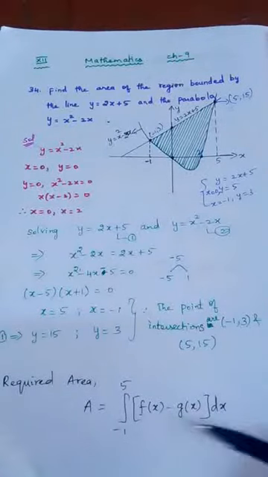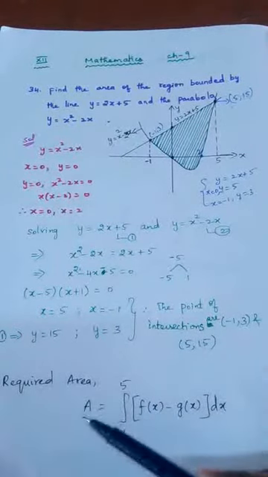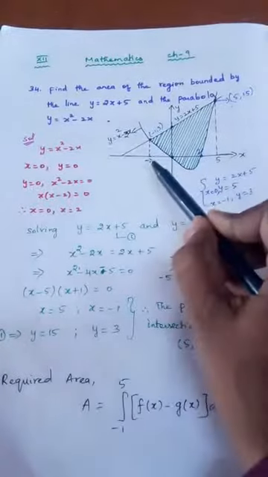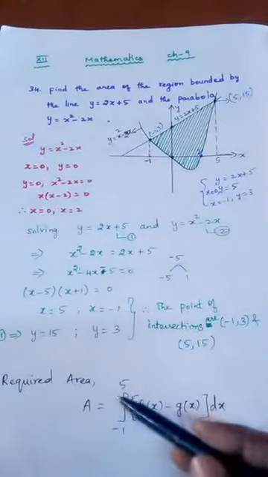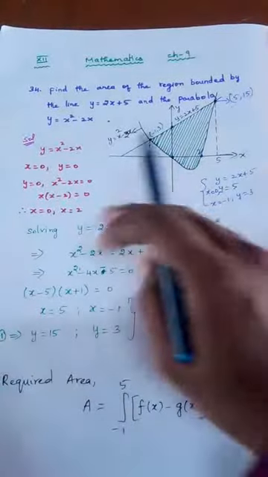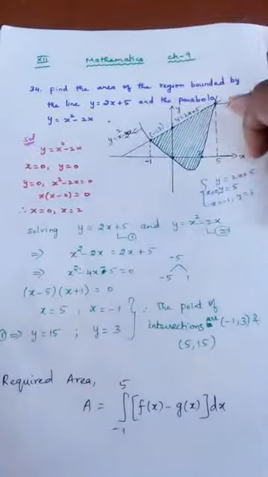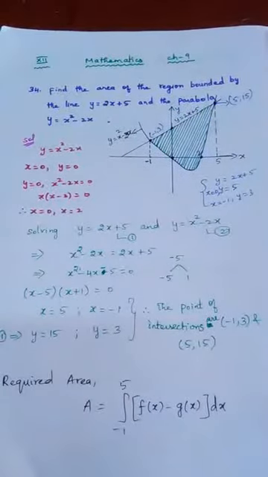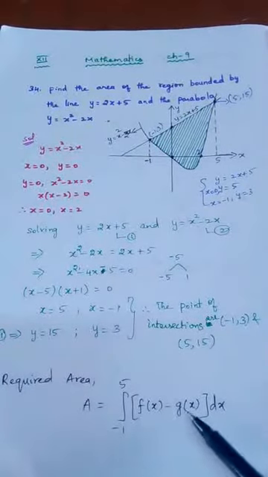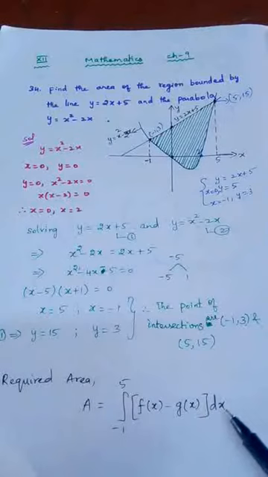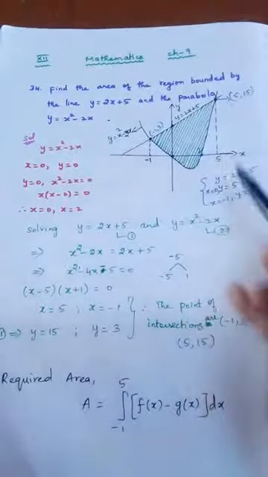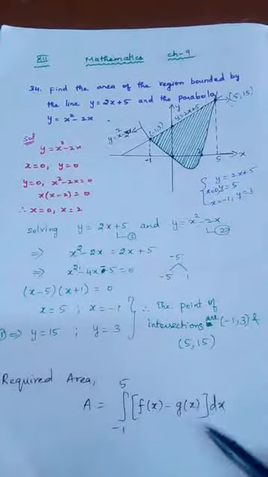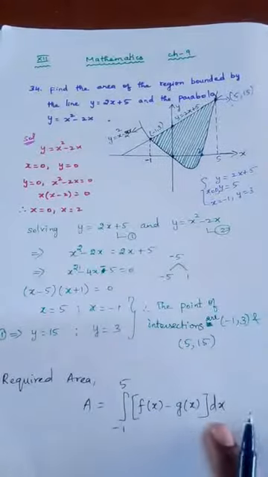Now I am going to find out the area. The required area A is equal to the integral, and the limit we know is for x, so minus 1 to 5. Since we know the limit for x, and we have two curves, one a straight line and the other a curve, we use the formula f of x minus g of x dx. Why dx? Because we know only the limit of x. The limit of x is from minus 1 to 5. Since this is the x limit, we should put dx.